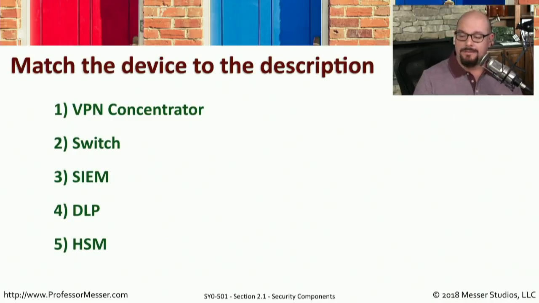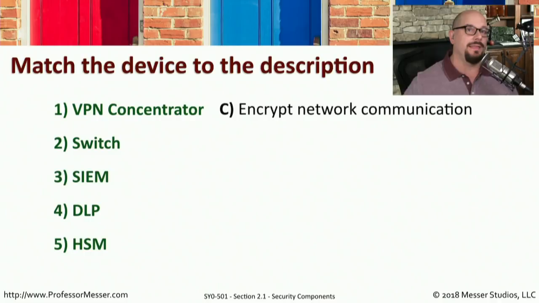We'll start with 1, VPN concentrator, and that matches up with C, encrypt network communication. The virtual private network concentrator is exactly what it does. It is usually a purpose-built appliance, and that device is designed to send and receive encrypted communication over these encrypted tunnels to devices or other endpoints that are somewhere out there on the network. The idea being if somebody was to get in the middle of that conversation and capture these packets, they would have nothing to view. It would all look like scrambled nonsense, and they would have no way to decrypt that data. And that is a VPN concentrator that is able to make that happen.